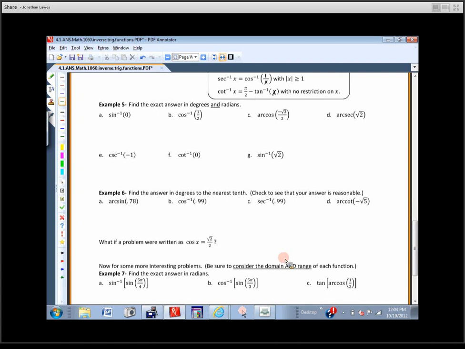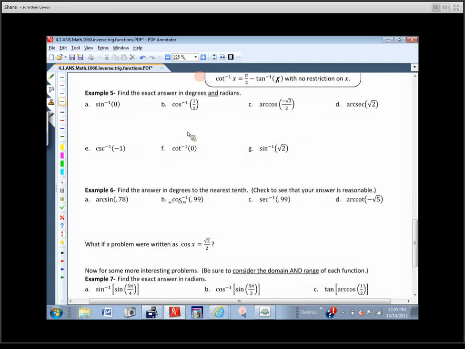It says find the exact answer in degrees and in radians. So we want to do both. I'm hoping these aren't very difficult. Would you go ahead and write down your answer to the first two, please?